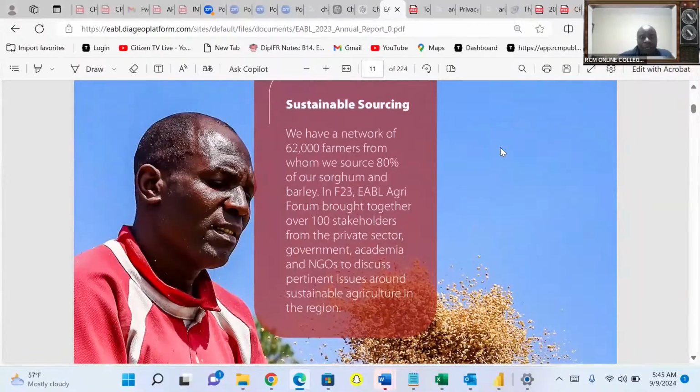So, sustainable sourcing: we have a network of 2,000 farmers from whom we source 80% of our sorghum and barley. In financial year 23, the EABL Agri Forum brought together over 100 stakeholders from the private sector, government, academia, and NGOs to discuss pertinent issues around sustainable agriculture in the region.